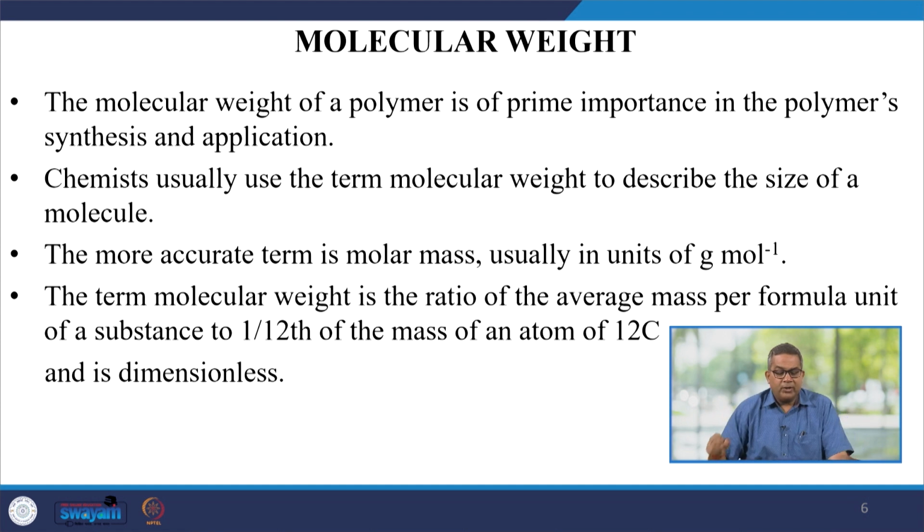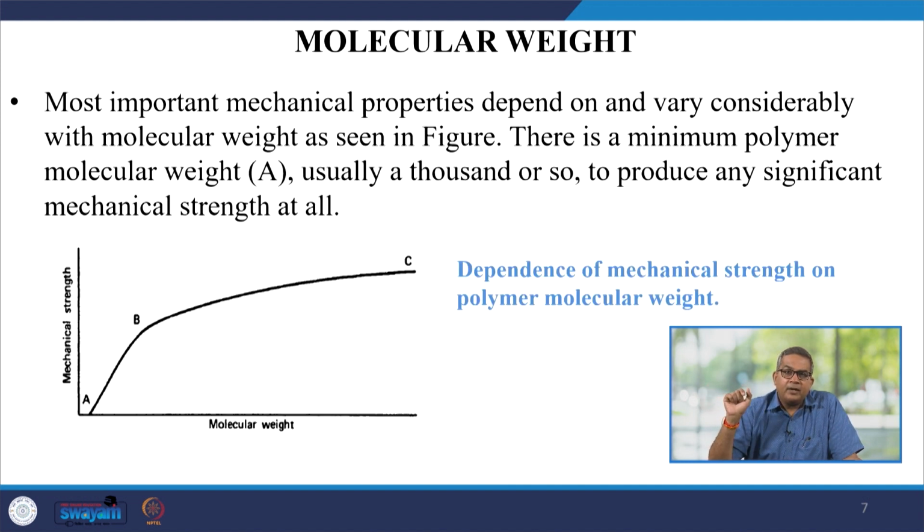So let us talk about the molecular weight. Now, molecular weight of the polymer is extremely important in polymer synthesis and application. Usually scientists use the term molecular weight to describe the size of a molecule. The more accurate term is the molar mass, usually referred to in grams per mole. The term molecular weight is the ratio of the average mass per formula unit of a substance to 1/12 of the mass of a carbon atom, and it is dimensionless.